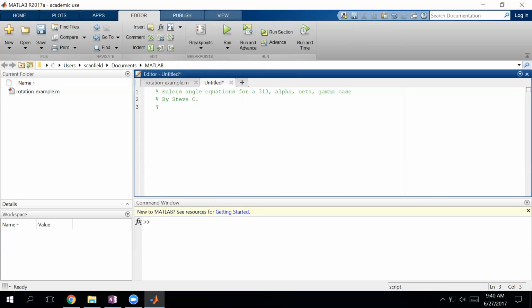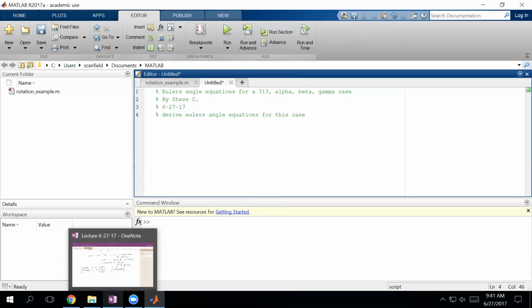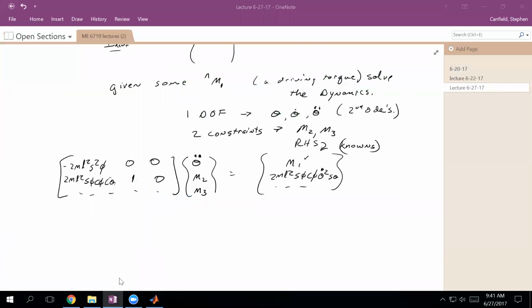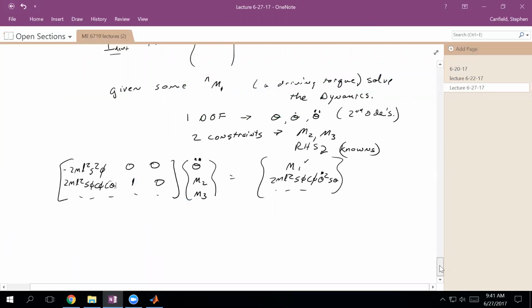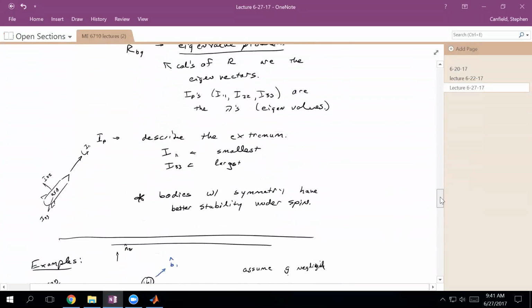And our date is 6/27. We're going to derive Euler's angle equations for this case and others. So that's the problem that I want to set up. I'm going to jump back to our OneNote. We've already done this example by hand in class. Now let's set it up in MATLAB.